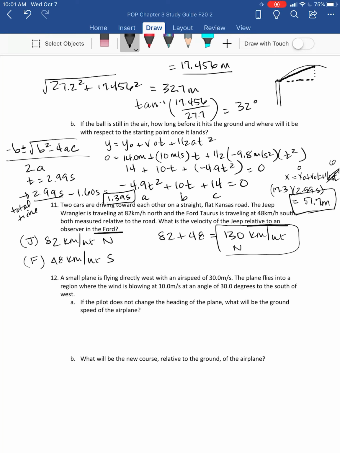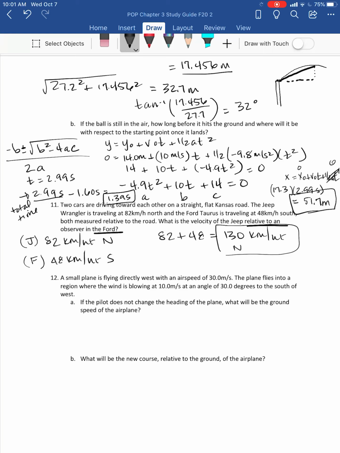All right, now on number 12, I'll just say for number 11 really quick, if they were going the same direction, what would you do there? You would actually end up subtracting. So if they're going in the same direction, you just subtract the numbers, and if they're going opposite directions, then you add. So maybe try to memorize that.